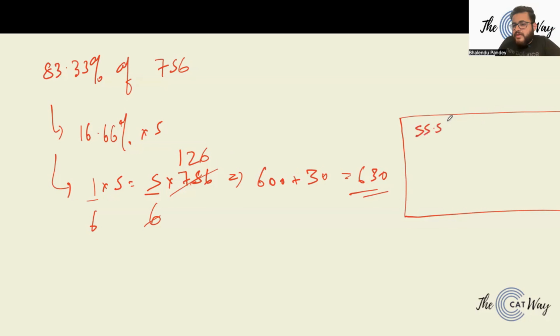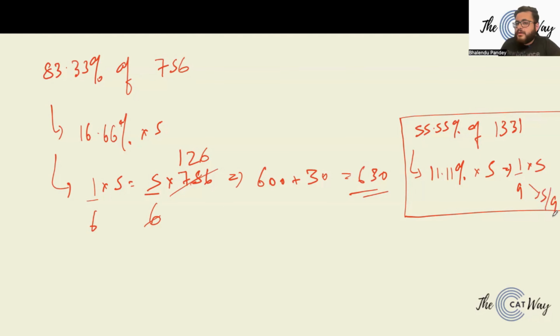Let's say if you have to calculate 55.55% of, let's say, 1331. So 55.55% is nothing but 11.11% multiplied by 5. Or this can be written as 1 divided by 9 multiplied by 5. Or this could be written as 5 by 9. Right? So 1331 divided by 9 multiplied by 5 is all you have to calculate.